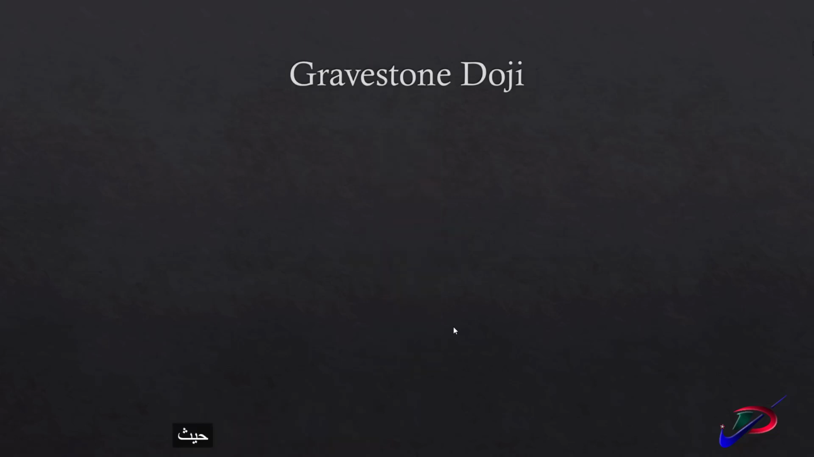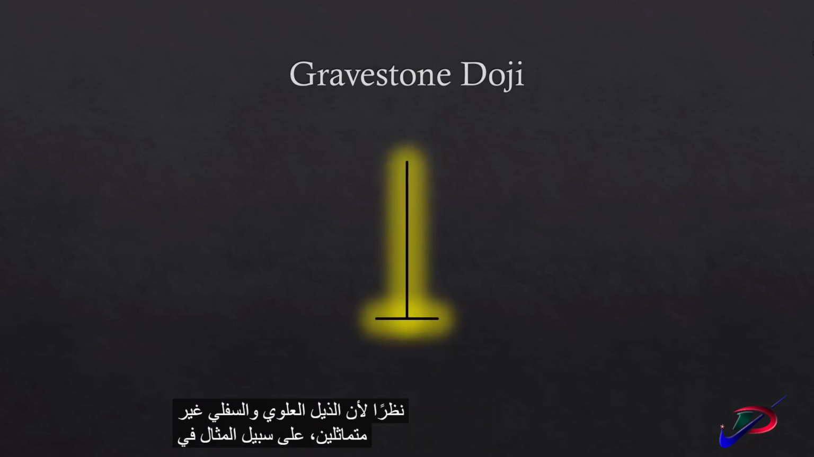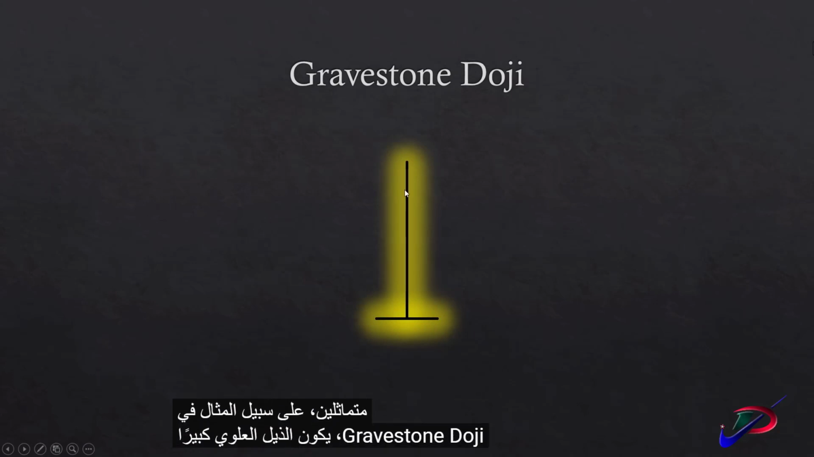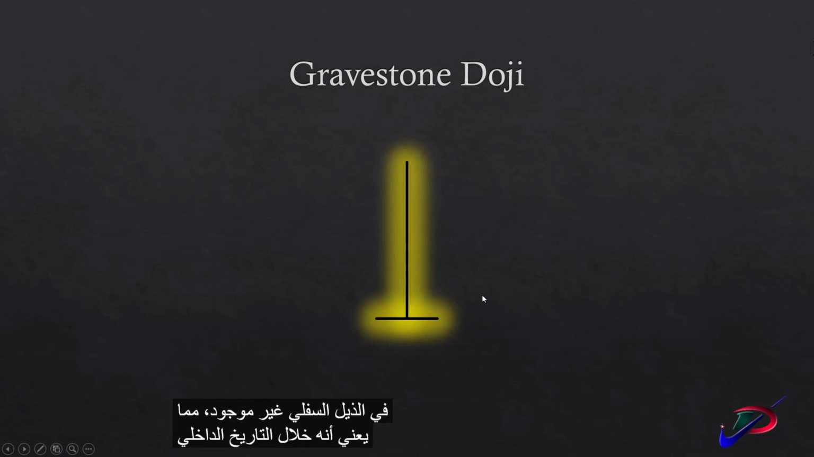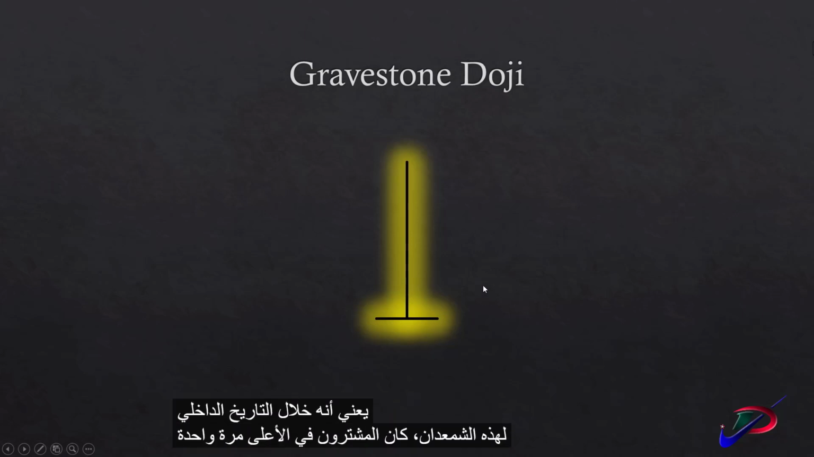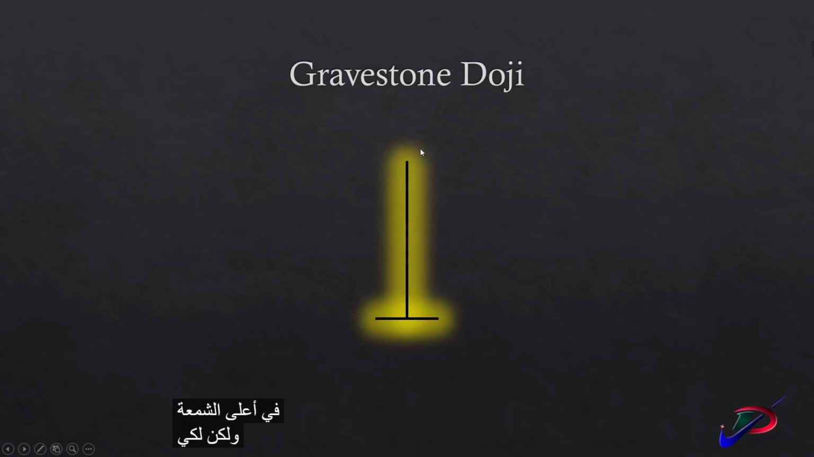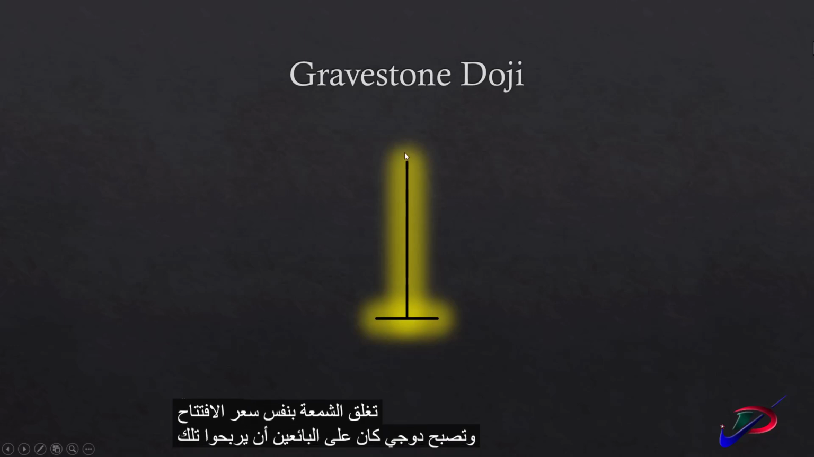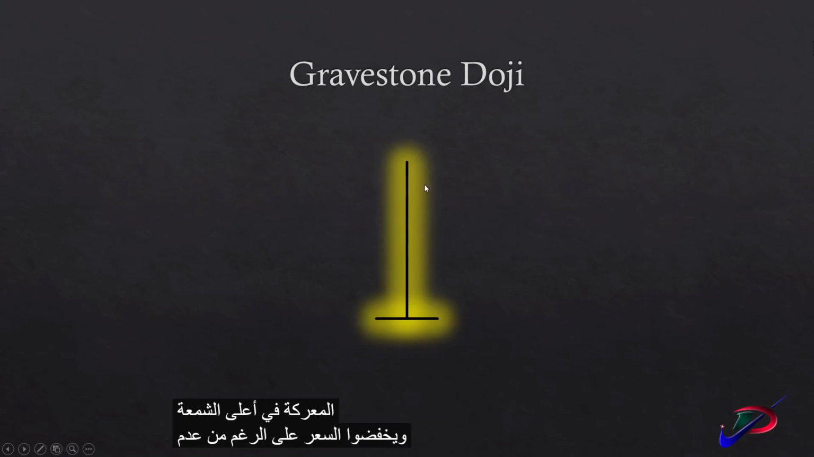The gravestone doji is where things start to become a little trickier because the upper and lower tails are asymmetrical. For instance, in the gravestone doji, the upper tail is large and the lower tail is non-existent. That means that during the internal history of this candlestick, buyers were once up there in the high of the candlestick. However, in order for the candlestick to close at the same price as the open and become a doji, sellers had to win that battle at the top of the candlestick and bring the price down. Despite the asymmetry in the candlestick tails, the pattern still implies a neutral bias because the open and close values are equal to one another.